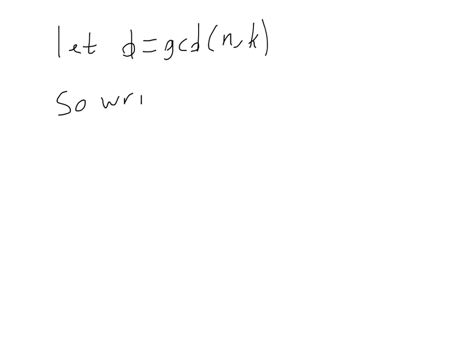let's let d represent the GCD of n and k. So in particular, this means that d divides k, so we can write k as d times something, so maybe d times r. So here r is some integer.